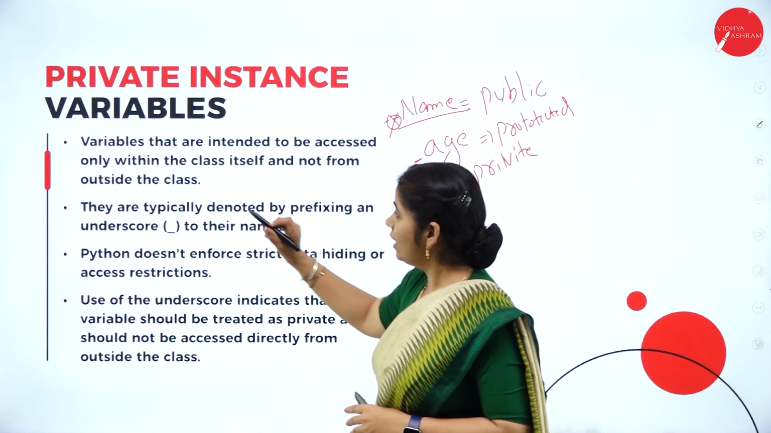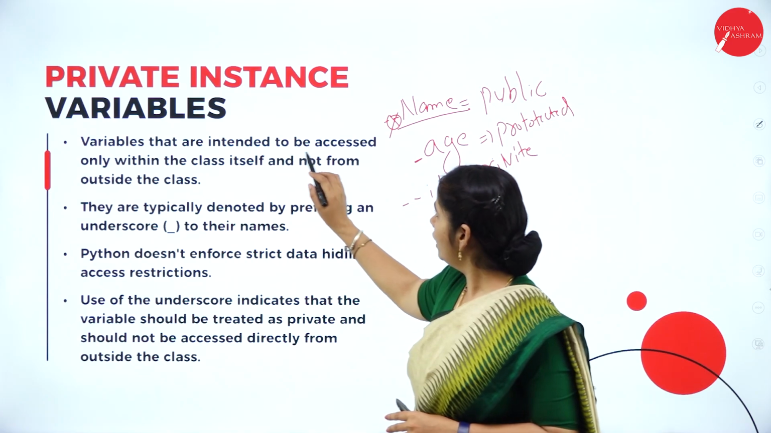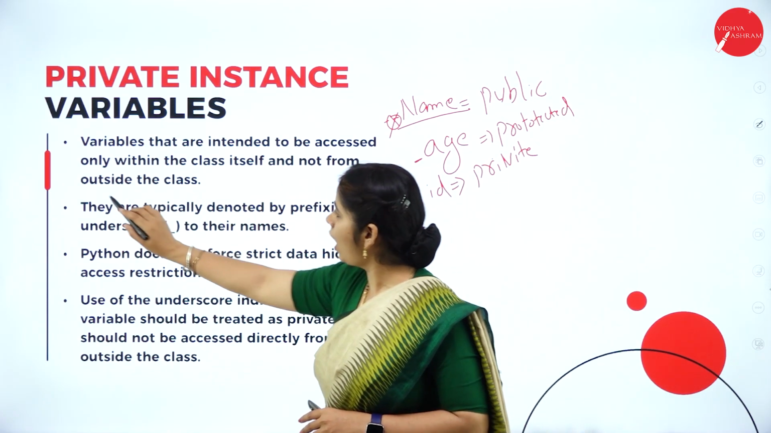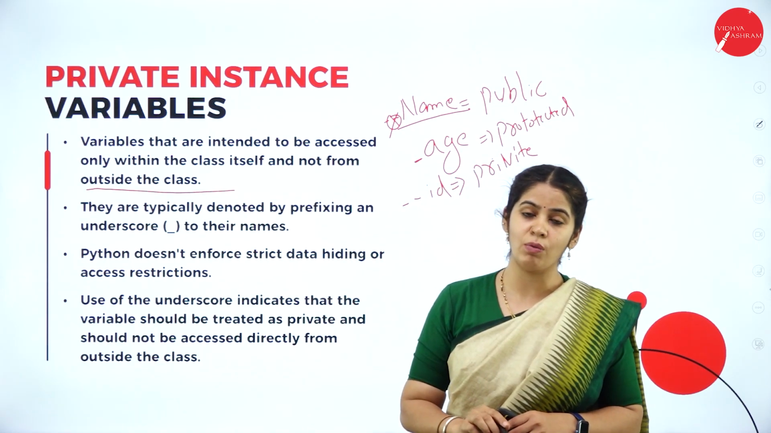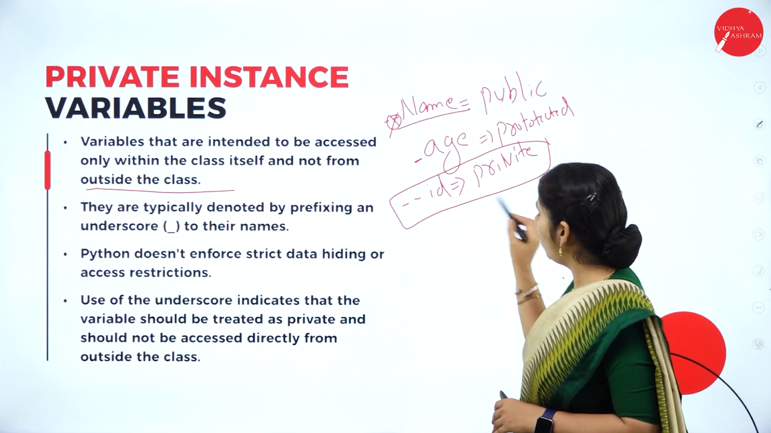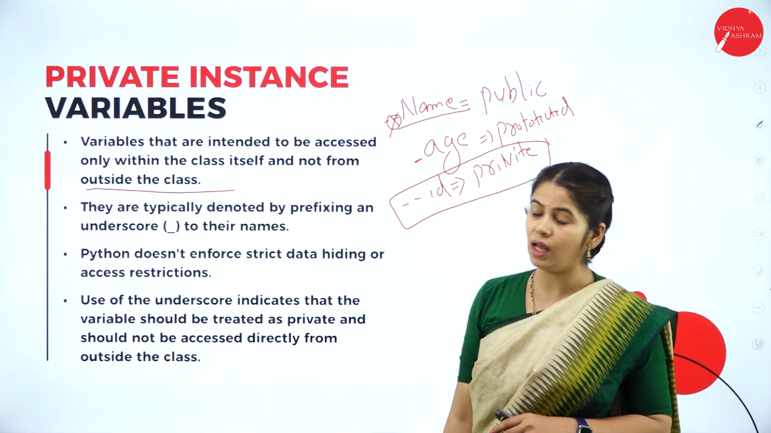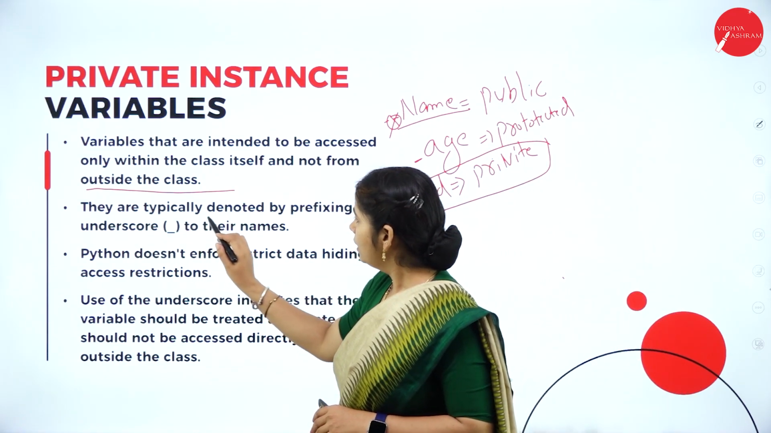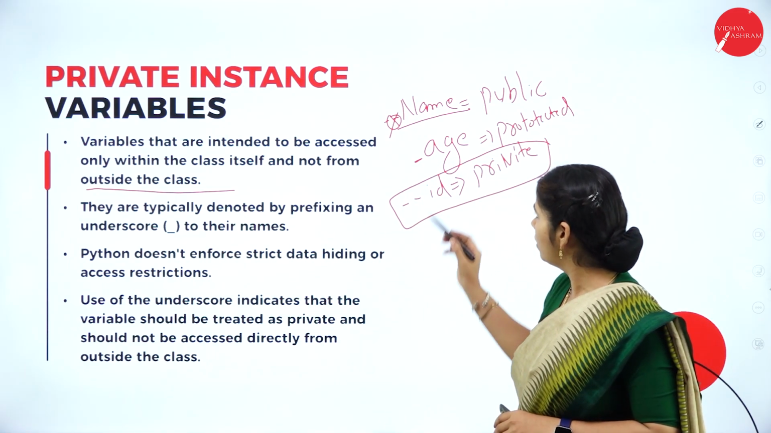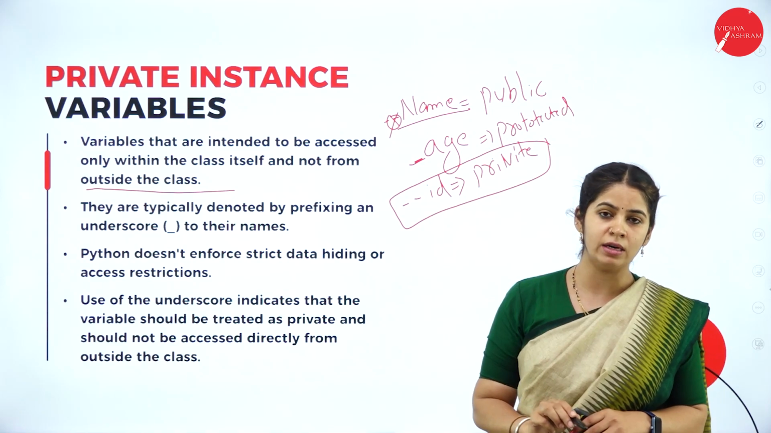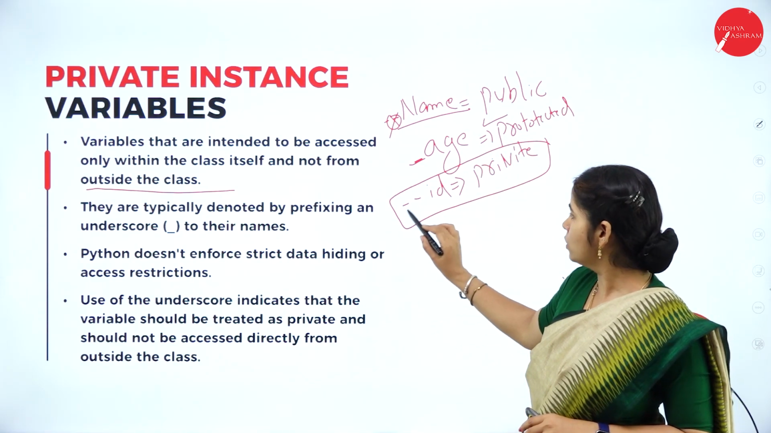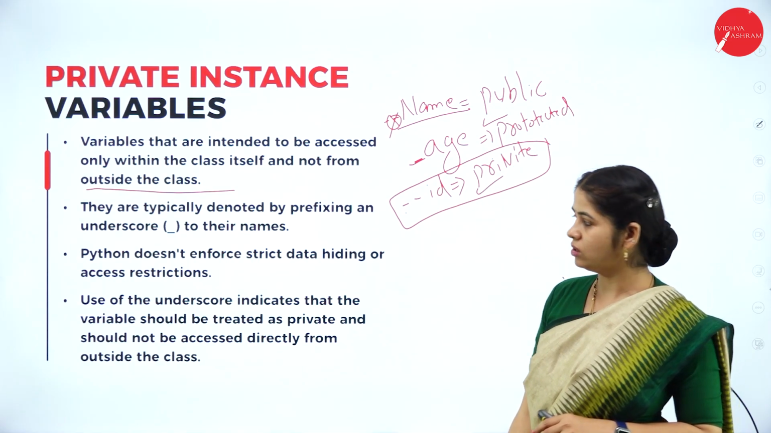These are the variables that are intended to be accessed only within the class itself and not from outside of the class. What is a private instance? We allow access only within the class, not outside of the class. They are typically denoted by prefixing an underscore on their name. If a single underscore is prefixed, it is protected data. If a double underscore is prefixed, it is private data.